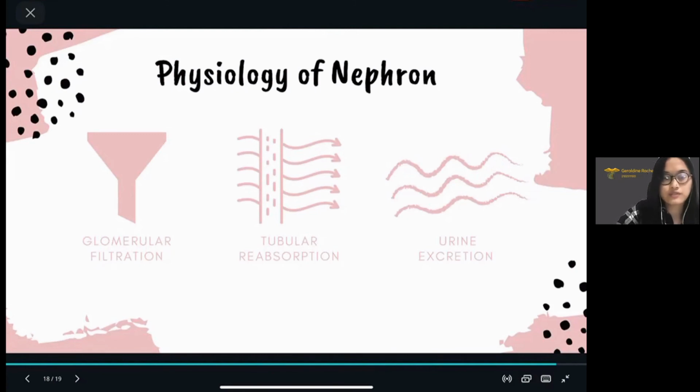And in order to drive filtration across the glomerular capillary wall to the Bowman's capsule, there are 3 forces involved in the filtration. The first one is the capillary blood pressure. It is the hydrostatic pressure exerted by the blood within the glomerular capillaries, which depends on the contraction of the heart. The second one is the capillary colloid osmotic pressure, which is a force opposing the filtration. And the last one is the Bowman's capsule fluid pressure, which originates from the presence of fluid in the lumen of the nephron.